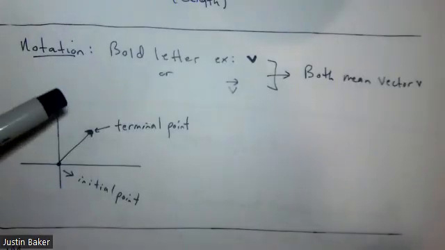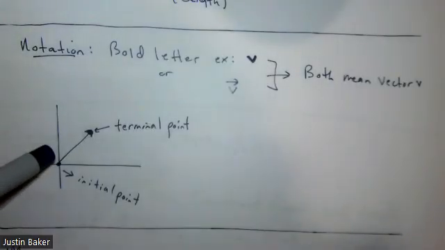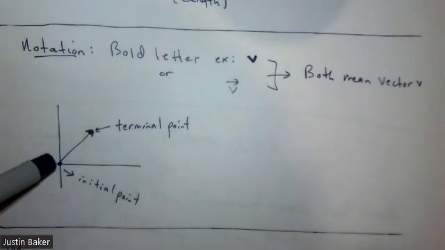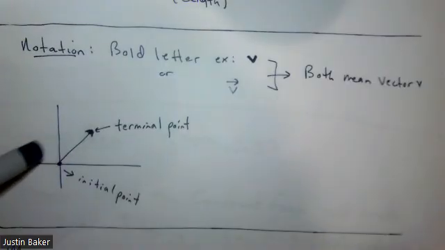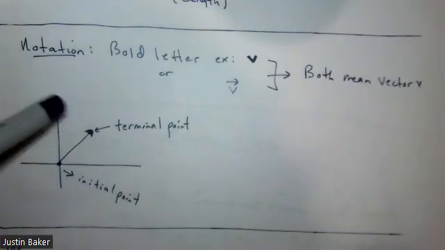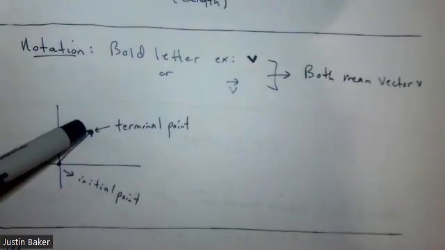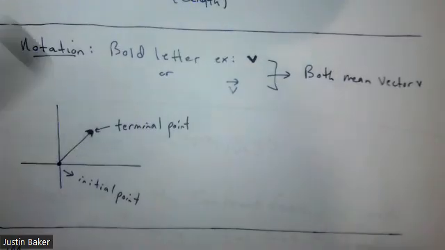And when we look at this graph here, we have our initial point that is showing at 0, 0. And then this is going to extend outward in some direction. And then wherever that concludes, that point is called the terminal point. So we have an initial and a terminal point.